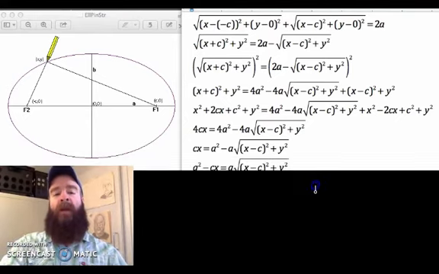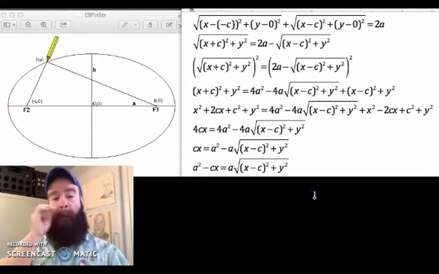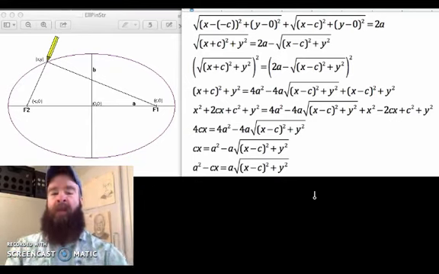So I'm isolating the radical here, and I did that by moving the radical to the other side just to make the coefficient in front of it positive, and sliding the cx over with the a squared.